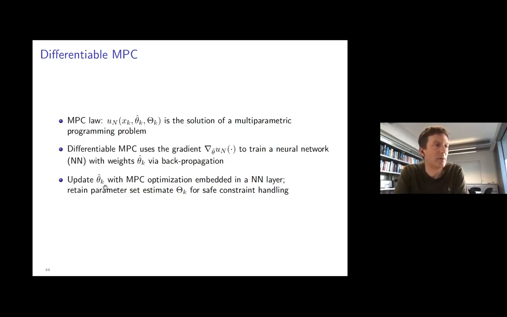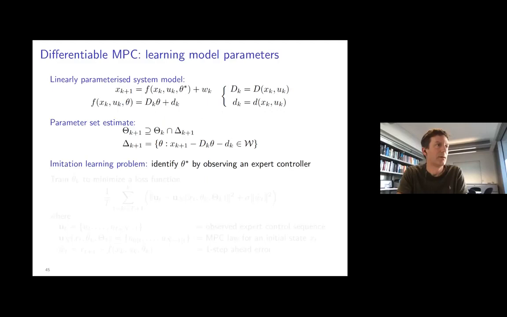So in this type of scheme, what we're doing is we're combining the MPC optimization as a layer of a neural network. And we want to keep the parameter set estimate in the way that theta hat is updated, in order to prevent theta hat from actually straying outside our parameter set estimate.